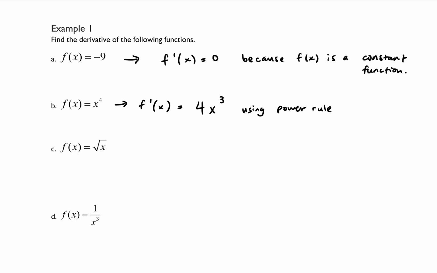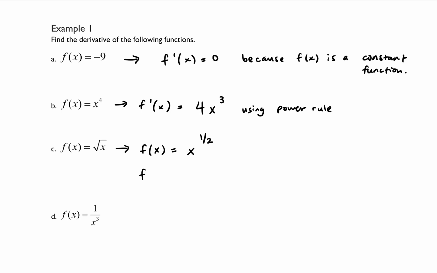Okay, so f of x is equal to the square root of x in example C. The first thing that I would do is rewrite this as a fractional exponent. So if you remember from algebra, this is the same thing as x to the 1/2 power. Now we have an exponent and we can use the power rule.